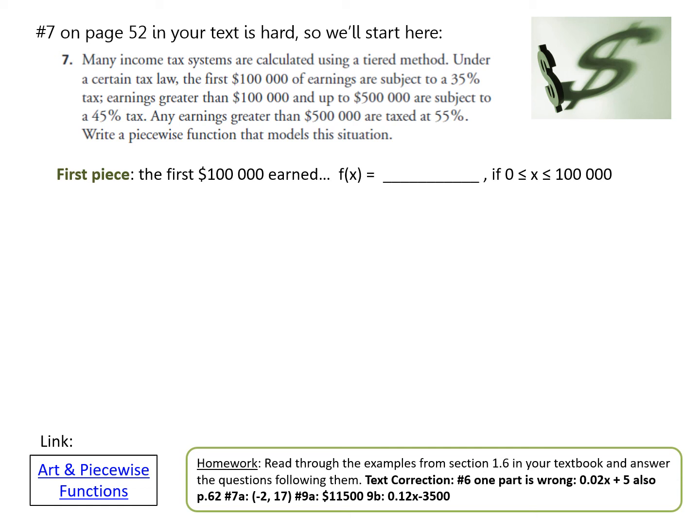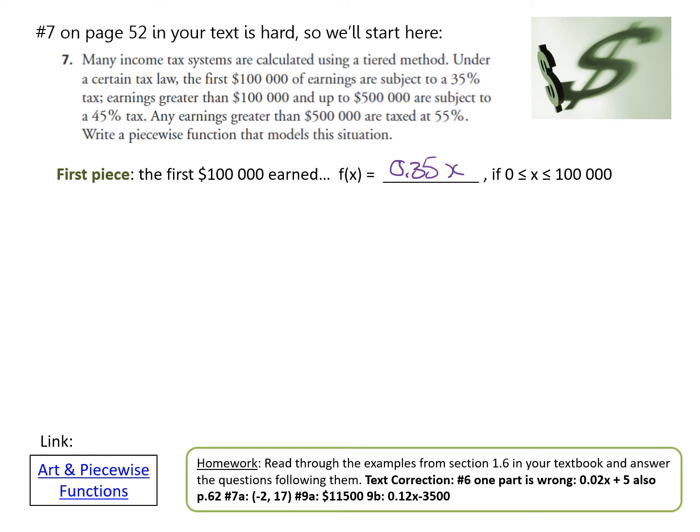First piece, the first $100,000 earned. What is the equation just for that first piece? This one's not too hard. It does get harder than this one. This one's pretty straightforward. You're just paying 35%, right? So you're paying 0.35x. If your x is between 0 and $100,000, you're just paying 35%. So that's a pretty straightforward linear piece for the first piece.